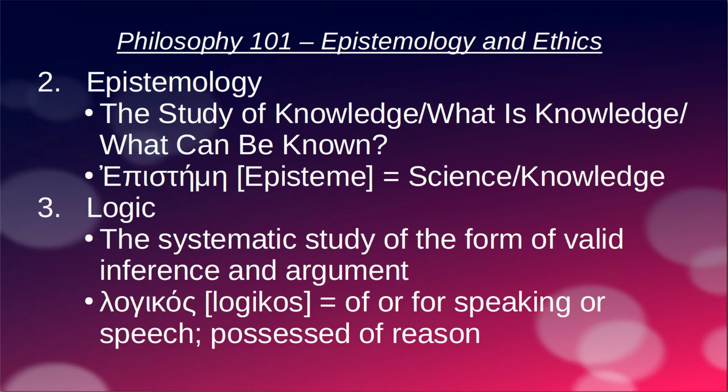Now, after metaphysics comes epistemology, which is the study of knowledge. What is knowledge? What can be known? Episteme is the Greek word, which meant science or knowledge. They were equivalent. Science and knowledge were the same thing. The third area of study, the third domain, is logic, the systematic study of the form of valid inference and argument. It comes from logikos, of or for speaking or speech, possessed of reason.